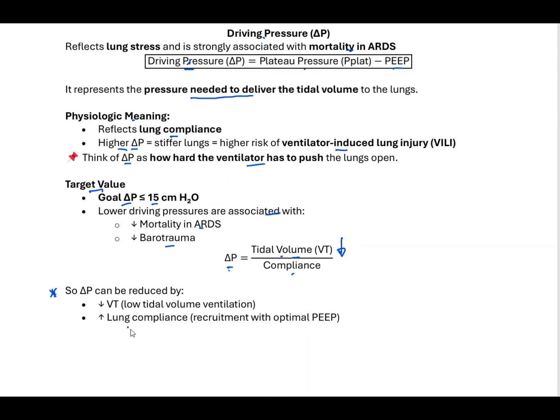And then the other way is to try to improve the lung compliance. And one of the ways that you can improve the lung compliance is recruitment with optimal PEEP. So you can go up on the PEEP to try to recruit the lungs and to try to improve the lung compliance. So that could be one way. So either coming down on your tidal volume or going up on your PEEP, that could help to decrease your driving pressure.